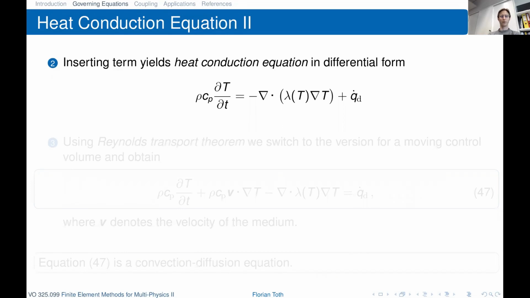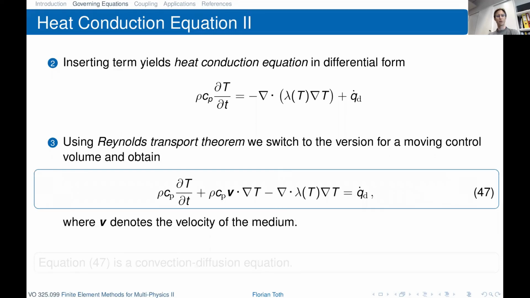However, now we haven't treated the moving structure yet. And this we can do by using Reynolds transport theorem. So we can switch to a version for a moving control volume and obtain this convective term here, where we have rho Cp and the velocity vector times the gradient of the temperature field.